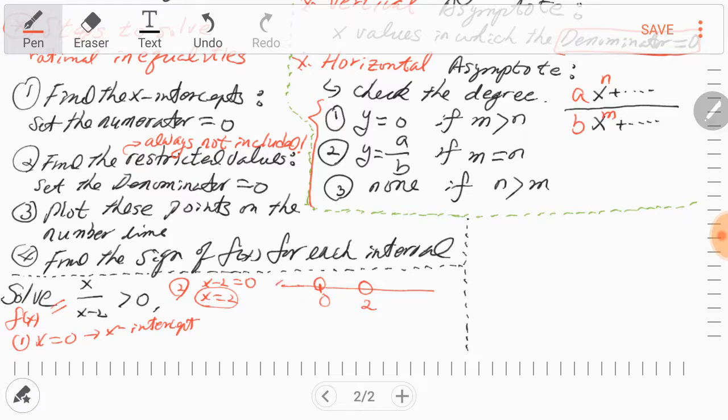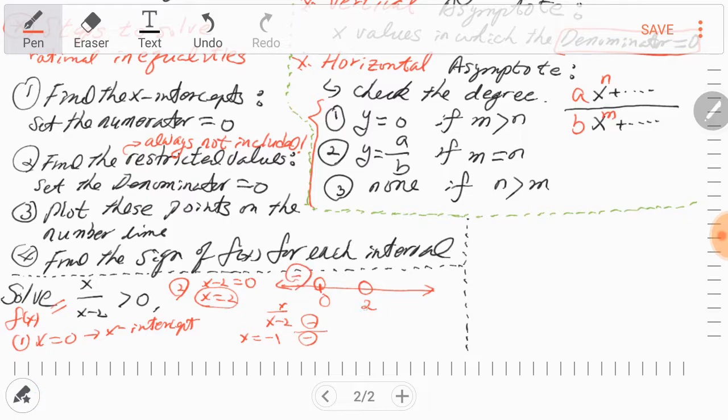So this one has 3 intervals: less than 0, between 0 and 2, and greater than 2. So let's find the sign for each interval. Let's find the sign of this expression. If x is less than 0, let's say x equals negative 1, then what is the sign? The numerator is negative. How about the denominator? Negative 1 minus 2 is negative. So the sign of this expression is positive.